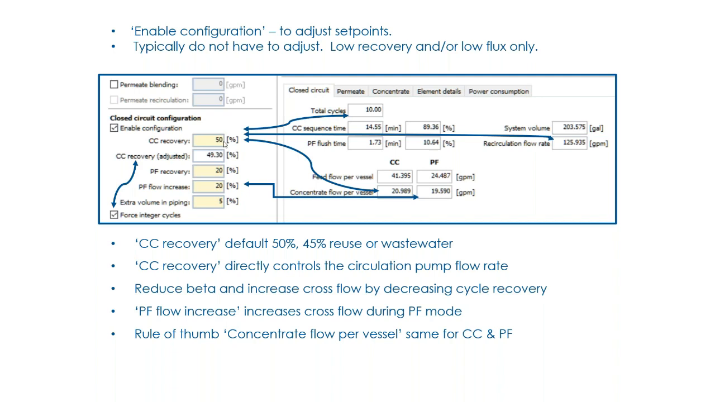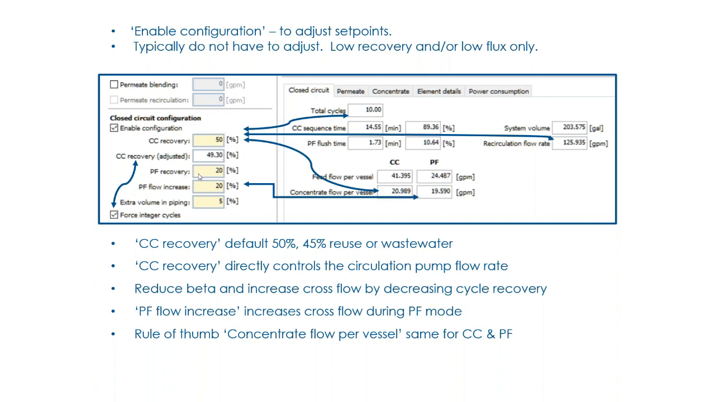So the main input, again, is cycle recovery. Default is 50%. And this directly controls the amount of concentrate flow per pressure vessel, the brine leaving the pressure vessel during closed circuit. So depending on your feed water quality, this is, of course, a higher number. If this was wastewater, you'd want it above 18 GPM. If it's aeropermeate, this would be an extremely high cross flow.